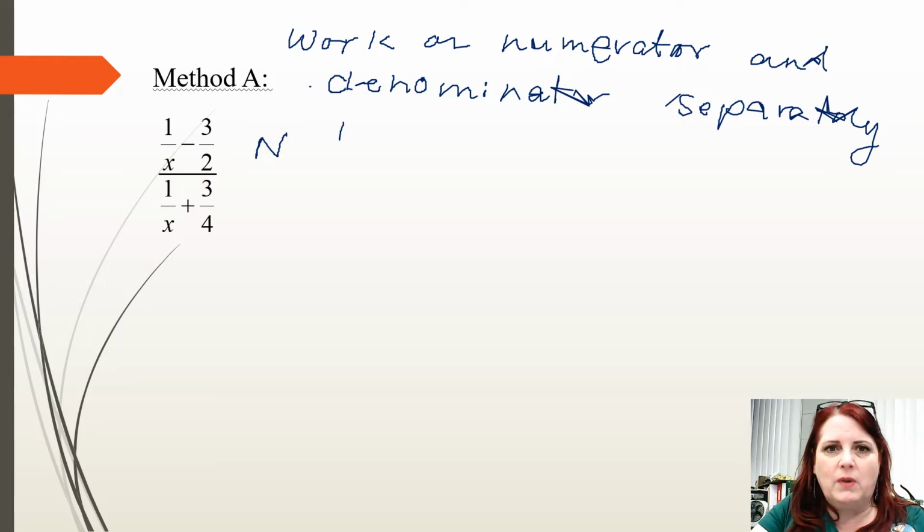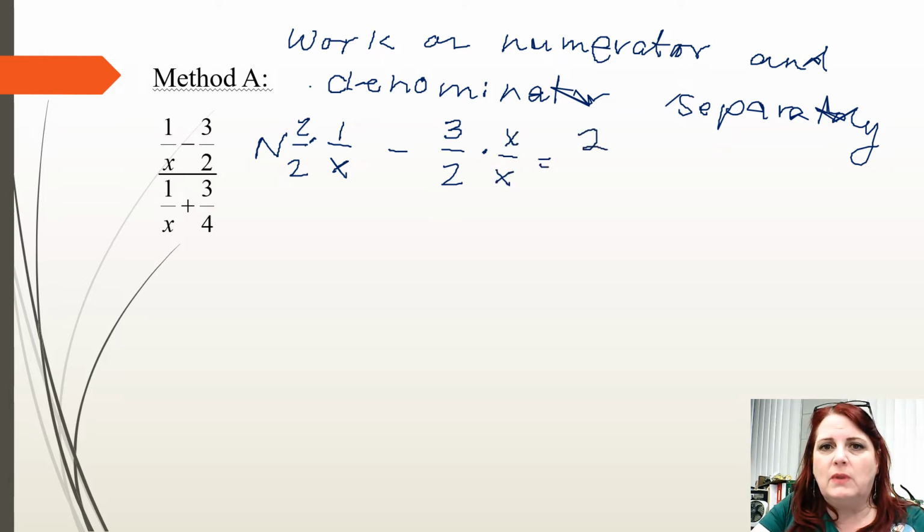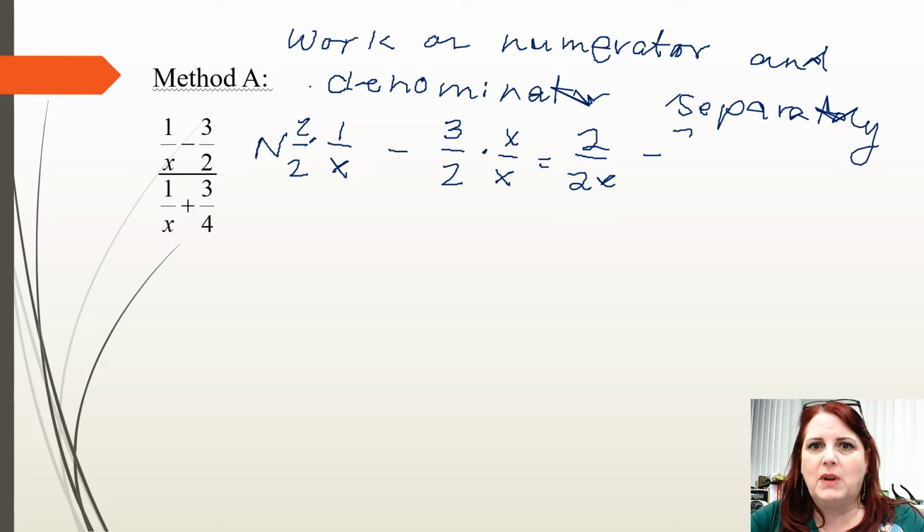We've got 1 over x, and we're subtracting 3/2. Our common denominator is going to be 2x. To get to 2x, I'm going to multiply this one by 2 over 2, and the second term, I'm going to multiply by x over x. That's going to give us 2 over 2x, subtracting 3x over 2x. So we'll get 2 minus 3x over 2x.